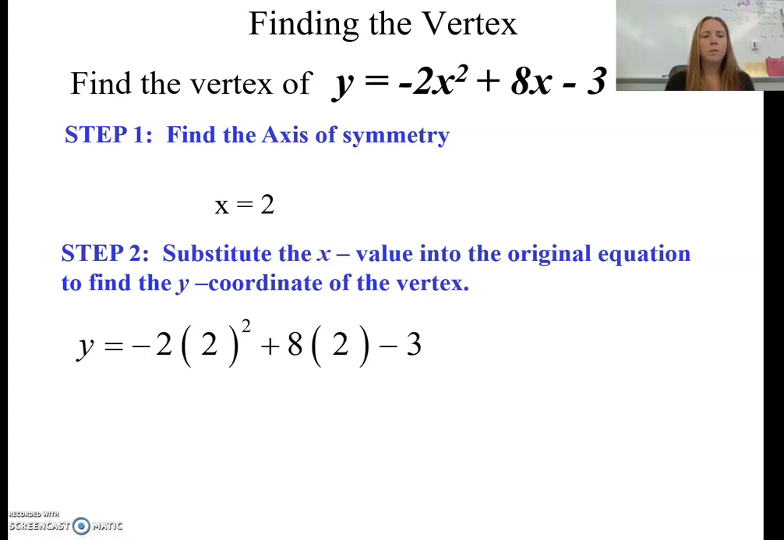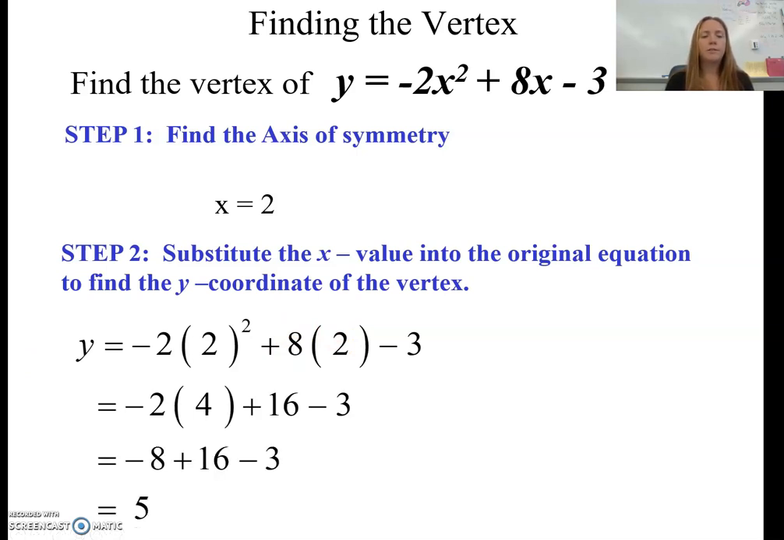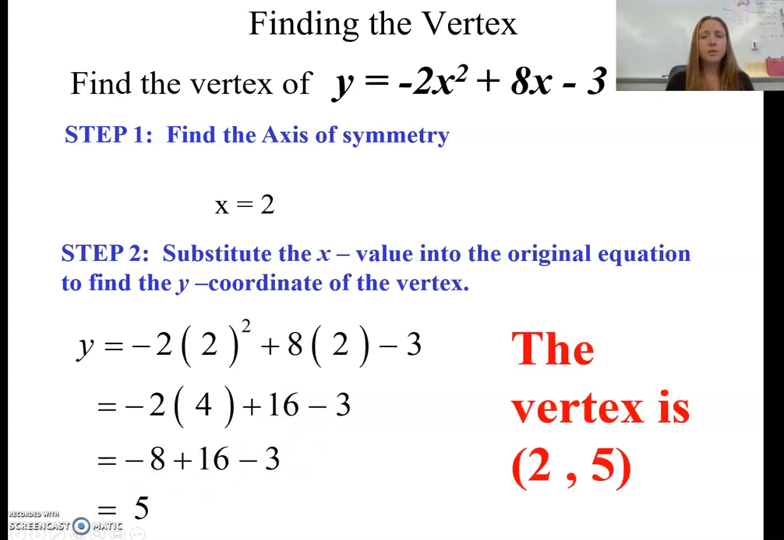So in other words, we're going to do negative 2 times 2 squared plus 8 times 2 minus 3. Remember, order of operations tells us to do 2 squared first, giving us 4, then multiply by negative 2. Same thing here, 2 times 8, and then minus 3. So our result is 5. Again, 2 times 2 is 4, times negative 2 is negative 8, 8 times 2 is 16, then we combine it all together to get 5. So that means the vertex is (2, 5).